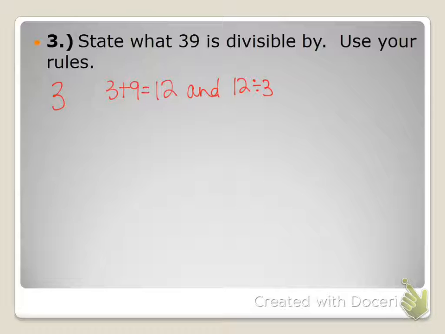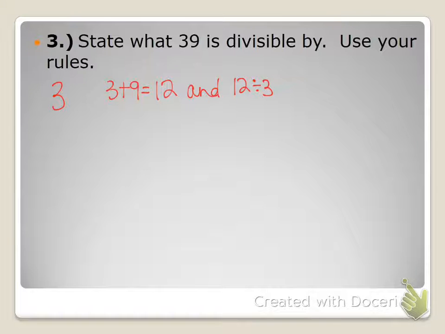Okay, what about 5? No, why not? Okay, 1's digit isn't a 0 or a 5. Is it divisible by 6? I don't think so. Why not? What's the rule for 6? Okay, the number has to be divisible by 2 and 3. Did we write down 2 on our list? No, this one wasn't divisible by 2, so it can't be divisible by 6.